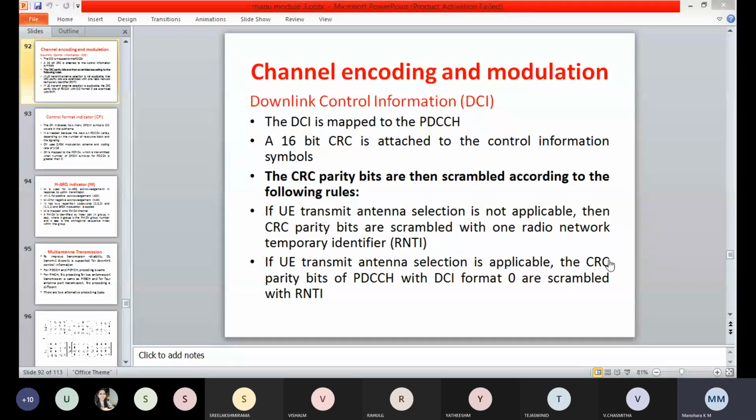Before being mapped to the resource elements, the PDCCH complex-valued symbols are first organized into quadruples, which are then permuted according to the subblock interleaver. So this is about the downlink control information.